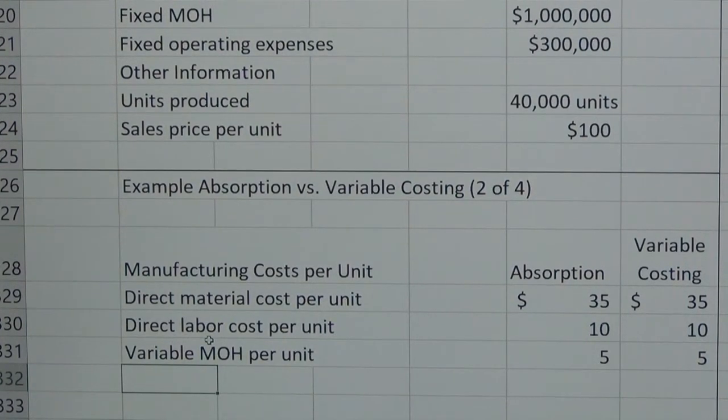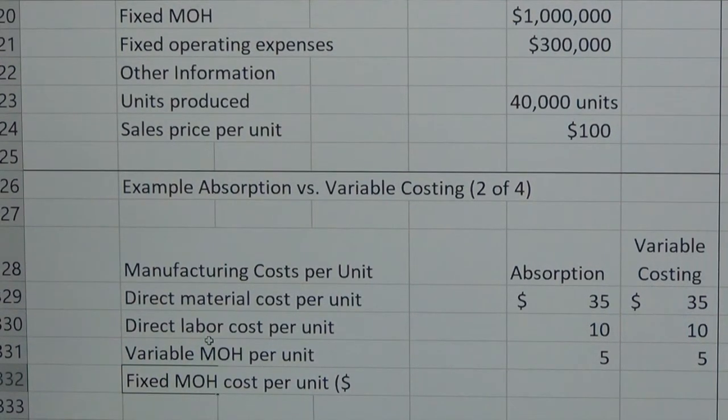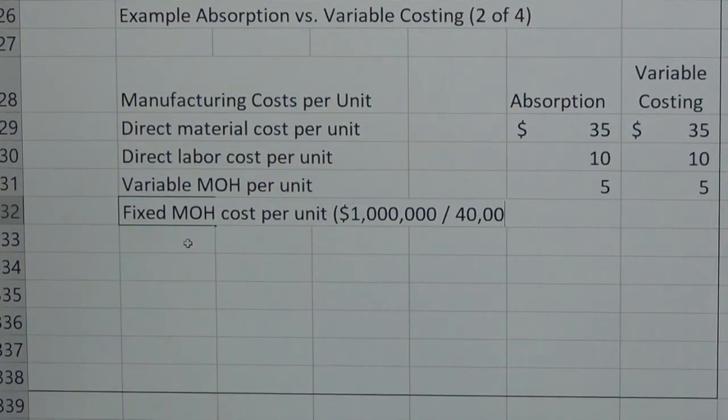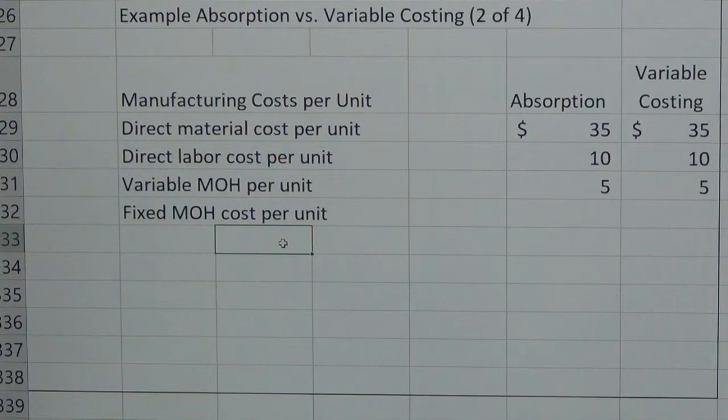All right, but here's where we get our difference. Now we have the fixed MOH cost per unit, and we'll have to compute this. We have a total in our previous slide. Yeah, you probably couldn't see that, but for fixed MOH cost per unit, in our previous slide we had $1 million, and that's going to be divided by 40,000 units. So that's going to be $1 million divided by 40,000 units.